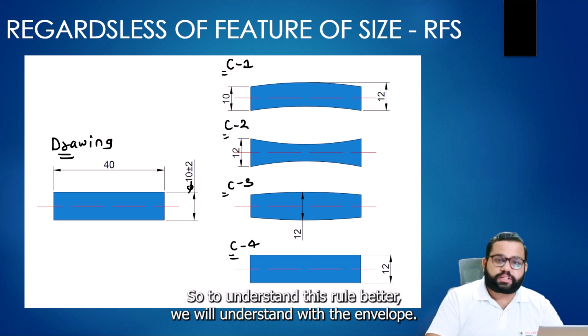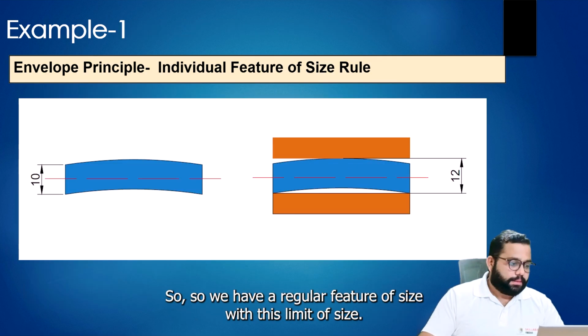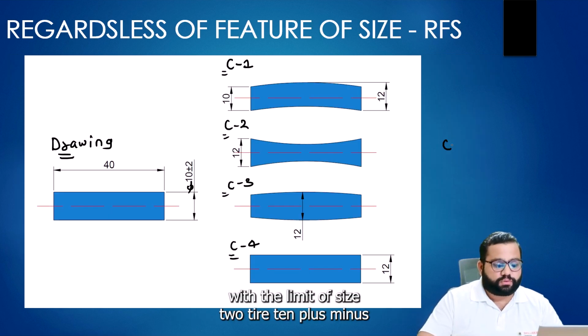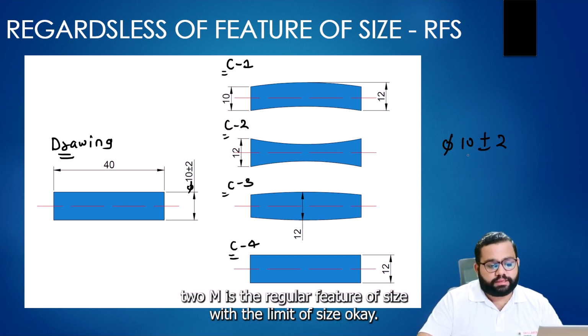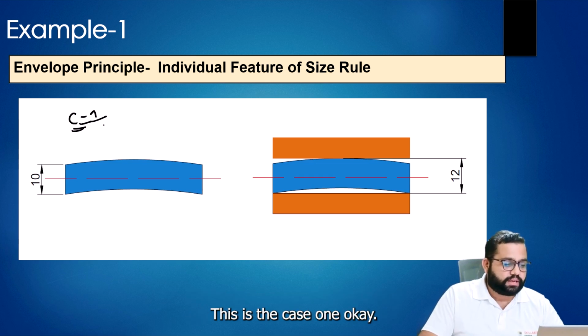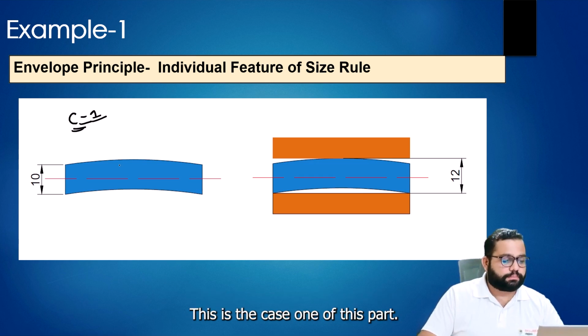So to understand this rule better, we will understand it with the envelope. We have a regular feature of size with the limit of size. You can see in this example, dia 10 plus minus 2 mm is the regular feature of size with the limit of size. After manufacturing, let's say this is condition number one. This is case one of this part.